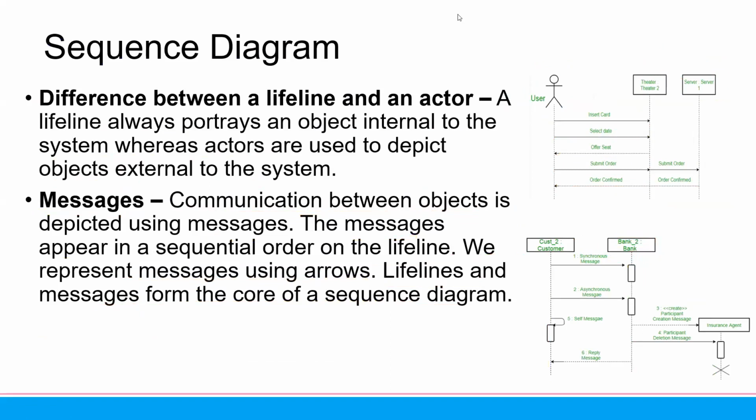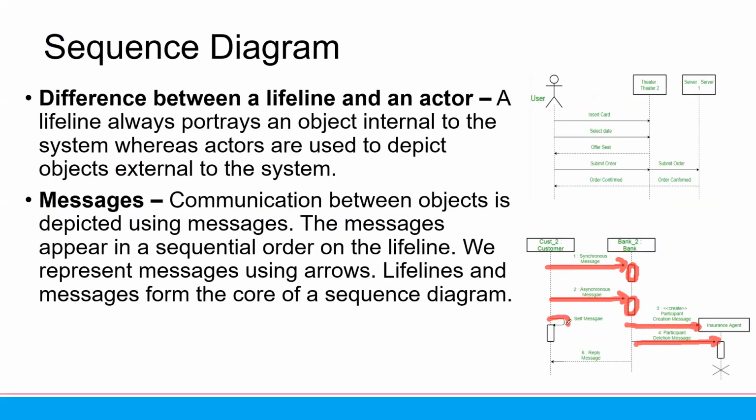Let's say I have a customer and we want to know what kind of message or what kind of interaction with the bank. So first, there will be a synchronous message. Then you can do something. Or if the synchronous message does not give any response, there will be another kind of message which is an asynchronous message. And there will be another method. If this one works, okay, it will create a kind of message to the insurance agent, and there will be another kind of message to delete and so on.